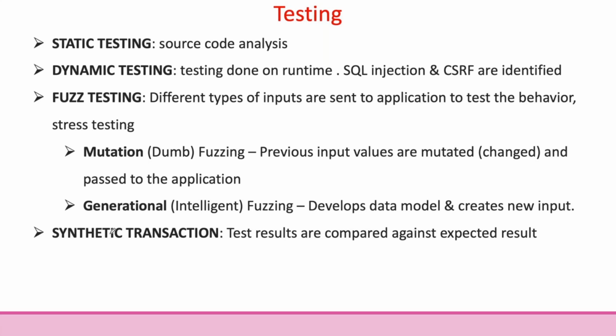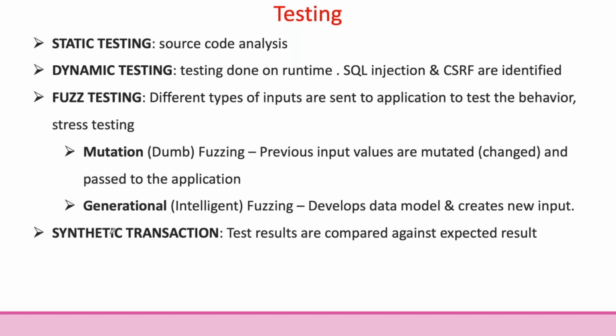Then you have dynamic testing, which is also called DAST, Dynamic Application Security Testing. Testing is done when the software is running, when the code is getting executed. It is the combination of functional as well as performance testing. If you have any weaknesses in the code, such as SQL injection or cross-site request forgery, these kinds of weaknesses can be easily found in DAST, dynamic testing.